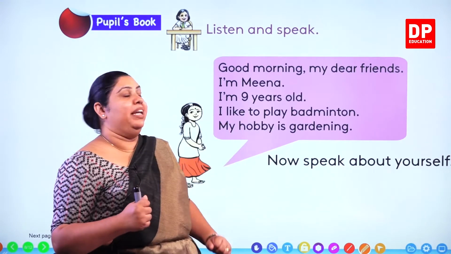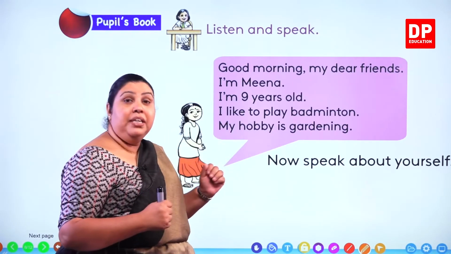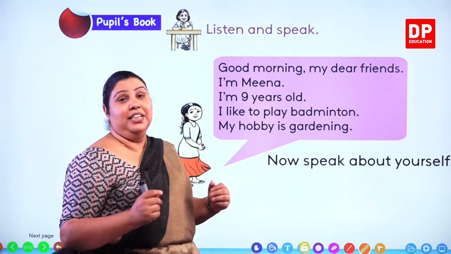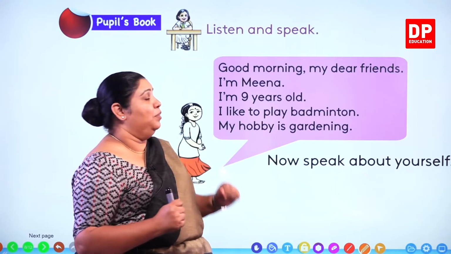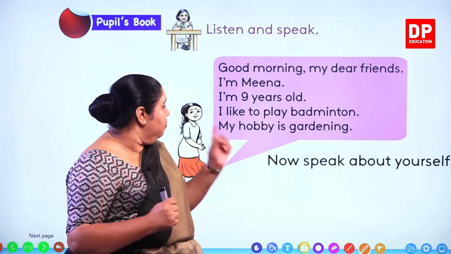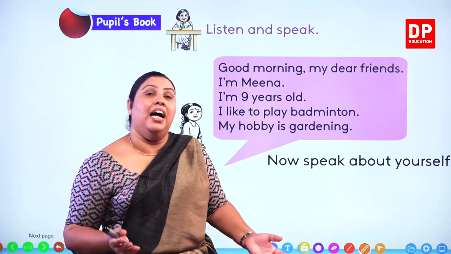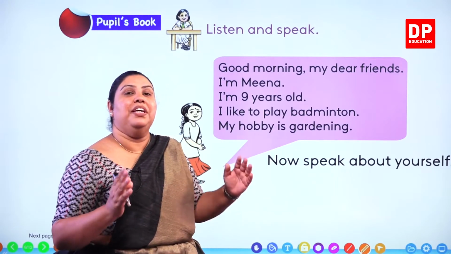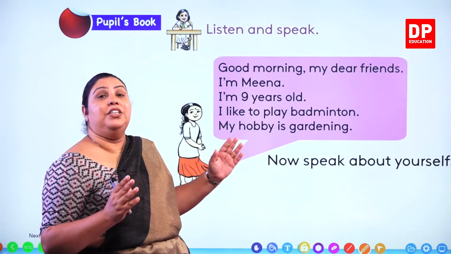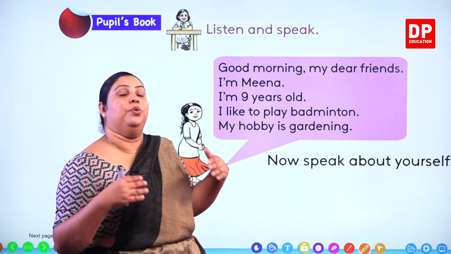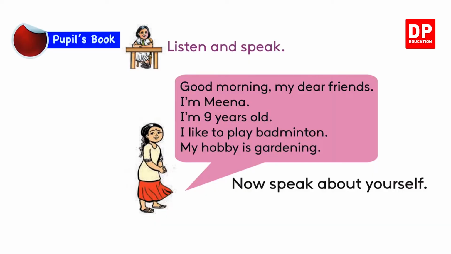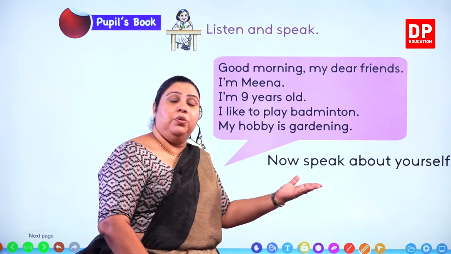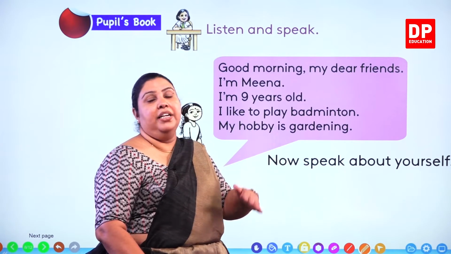Good morning my dear friends. I am Meena. I am 9 years old. I like to play badminton. My hobby is gardening. Right? So this is a very simple way that you can introduce yourself, that you can speak about yourself. So now we have spoken about ourselves. Now you know how to talk about yourself. You can speak about your favorite sport and your hobby.